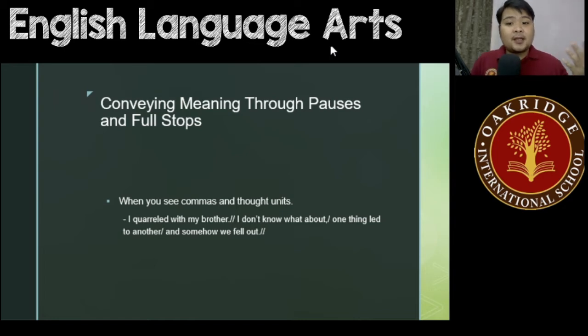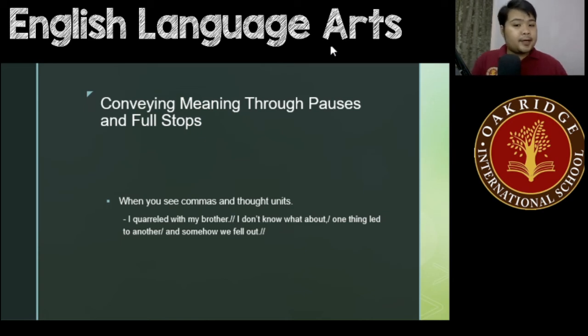When you see commas and thought units, right? So thought units, guys, sometimes signify a certain group of thought. Sometimes when you have a certain thought and then you have another one in a sentence, you see them with commas so that you would know that this is one group and then this is another group. Example, here's a group of sentences. We have I quarreled with my brother. I don't know what about. One thing led to another, and somehow we fell out.